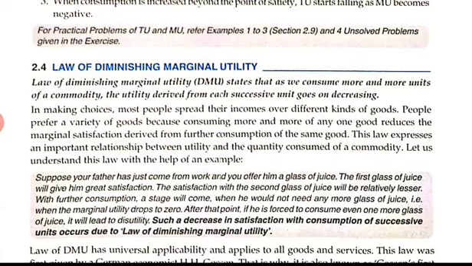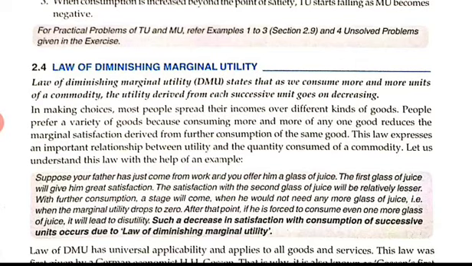The law of diminishing marginal utility states that as we consume more and more units of a commodity, the utility derived from each successive unit goes on decreasing. As we start to consume more and more units of any commodity, the utility that we derive from each successive unit goes on decreasing, isn't it? For example, if you are thirsty, you take the first glass of water, second glass, third glass, fourth glass, and after the fourth glass you are satisfied. If you continue to consume, the utility will start to diminish.